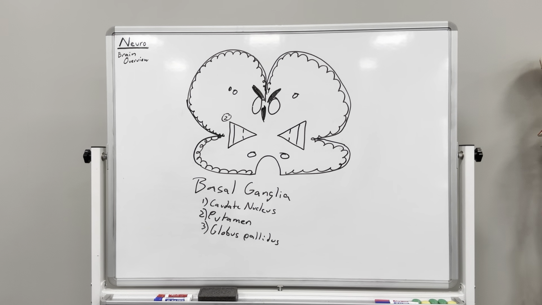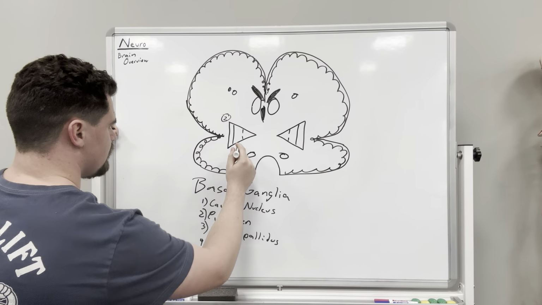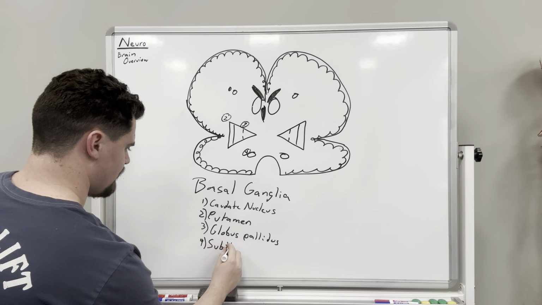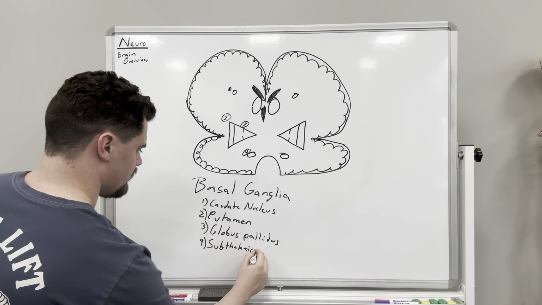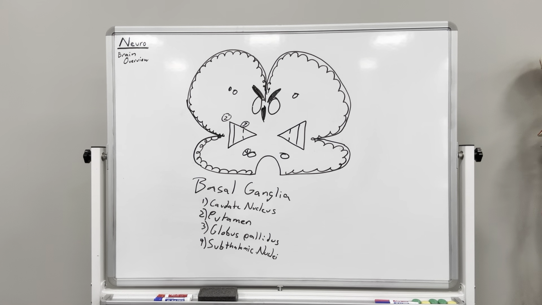And then the last one here is going to be your subthalamic nuclei, right there. That's the same thing as the subthalamus, but the subthalamus anatomically is part of the diencephalon, because the thalamus is also part of the diencephalon. We'll talk about that in another video. But the subthalamic nuclei functionally is part of the basal ganglia.